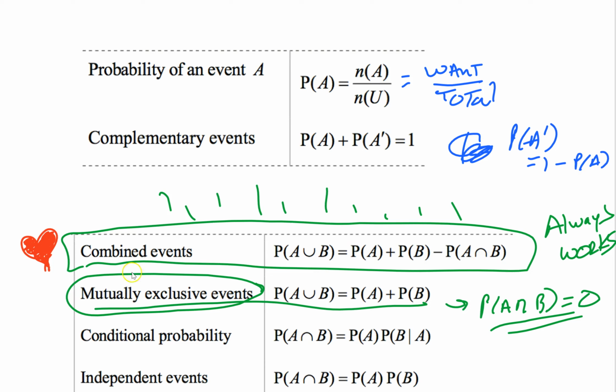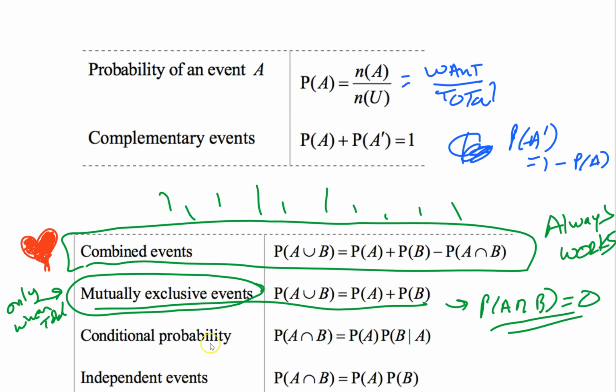So when they tell you mutually exclusive, again, only when they tell you, only when told. Could you use this? You could use this formula, or you could use the fact that the intersection equals 0. That's what it means.